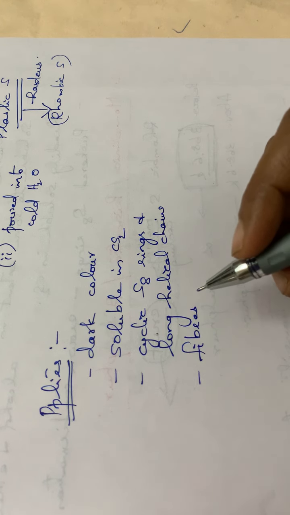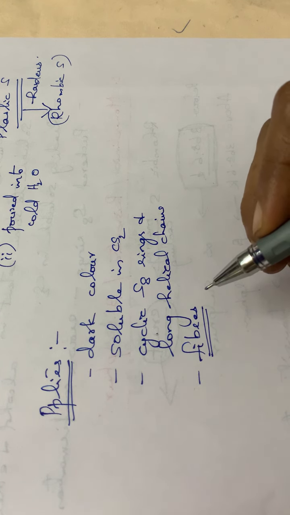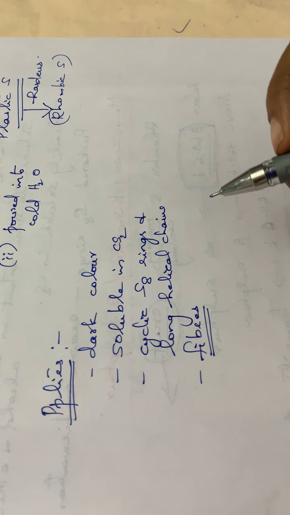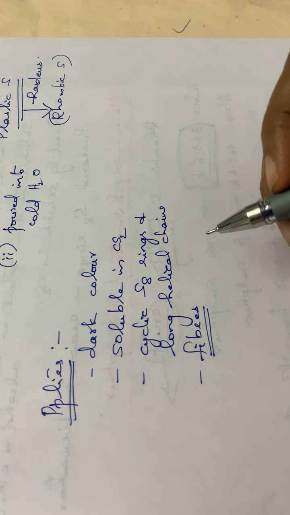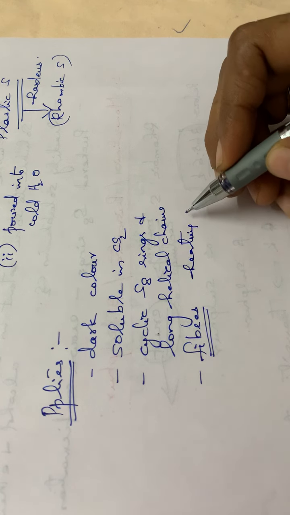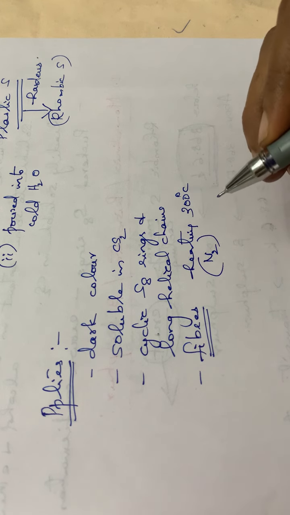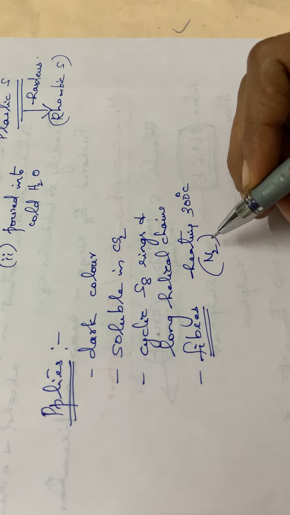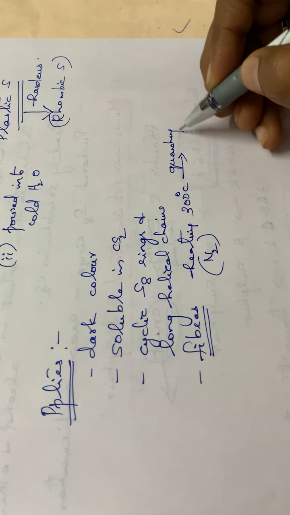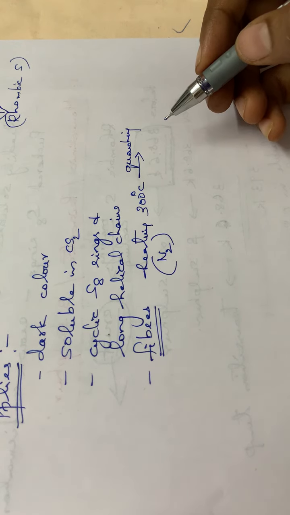And then it can be converted to fibers. How we can obtain these fibers is by heating this in an atmosphere of nitrogen at 300 degrees Celsius and then quenching in water. Heating to a temperature of 300 degrees Celsius in the presence of nitrogen, that means an inert atmosphere, for a few minutes, and then quenching in water, we will be having these fibers. Okay. And these fibers can be stretched also.